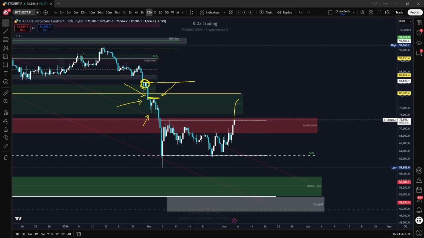So we have to take this in steps. First, it needs to break this area. Now, that doesn't mean that it can't go above it a little bit and work its way back down. What it means is that we break up above and we retest. That's important. We need to retest the resistance area in order for us to move up. Okay? So other than that, this is what I see.